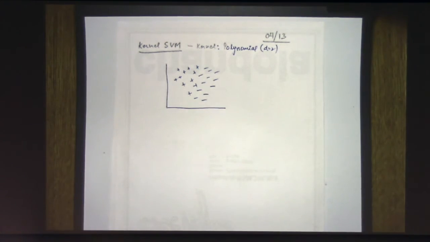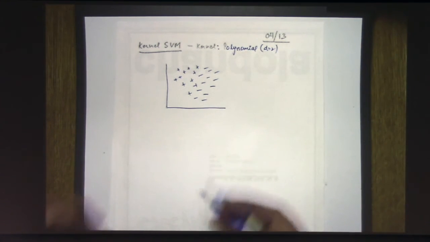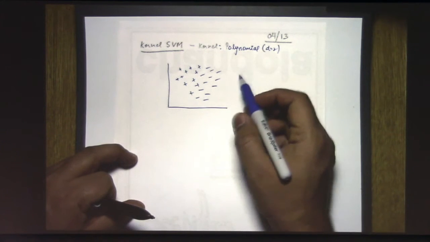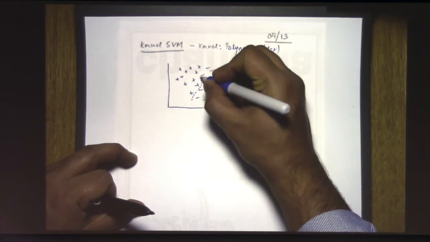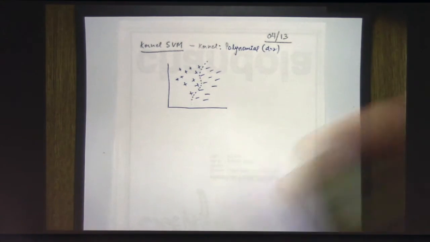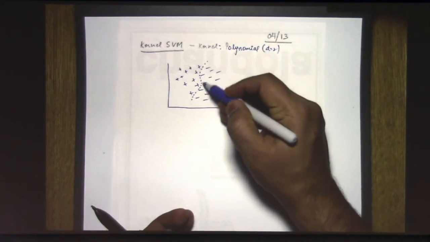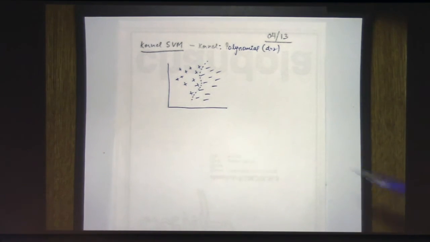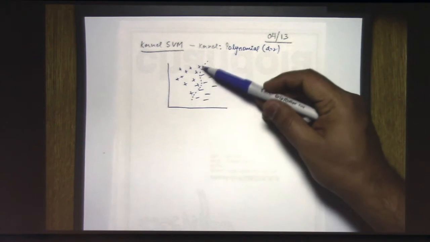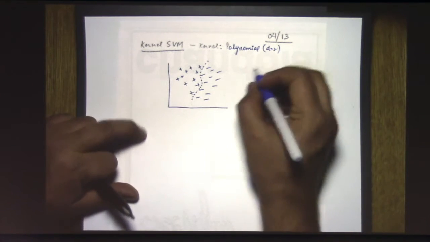Okay, so if we do not introduce this notion of a slack, then you will end up learning something like this, because you want a surface. The reason this surface is no longer a line is because I'm using a polynomial kernel. It will look like this because it will try to make the training error 0.